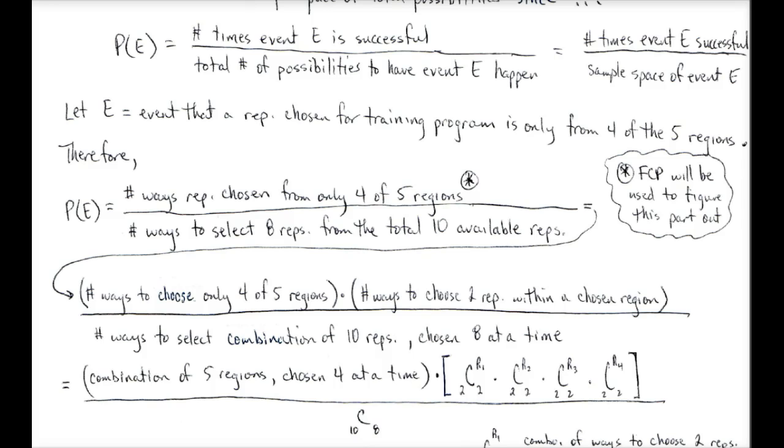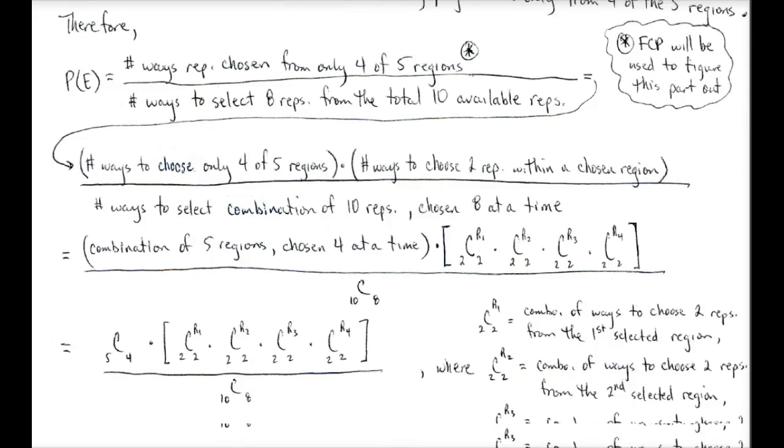So here, if we keep on going, you'll see that the next thing I have here is I'm breaking down what my 2 major subtasks are. The first one is we have to figure out the number of ways to choose 4 of the 5 regions. And then after we know what particular regions we're going to pick, we need to know the number of ways we're going to choose those representatives within each of those 4 regions. Okay, and then of course the denominator stays the same.